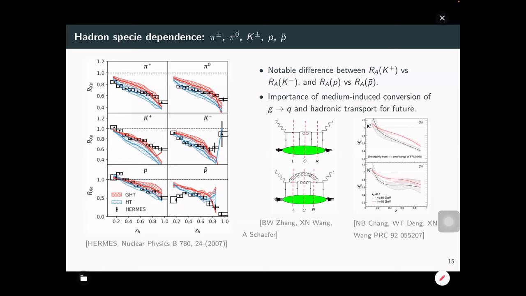At large z, we also see that the kaon seems not to decrease so fast. And in the past, there have been some ideas that we include some other contributions, for example, flavor conversions, to explain these differences. But here I'll not go into too much detail.